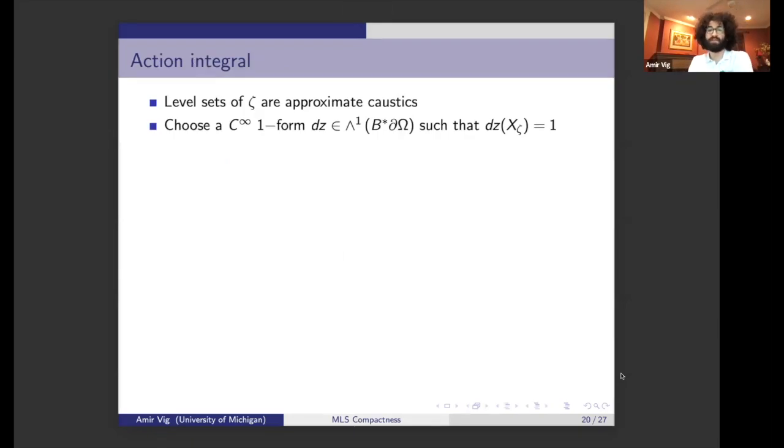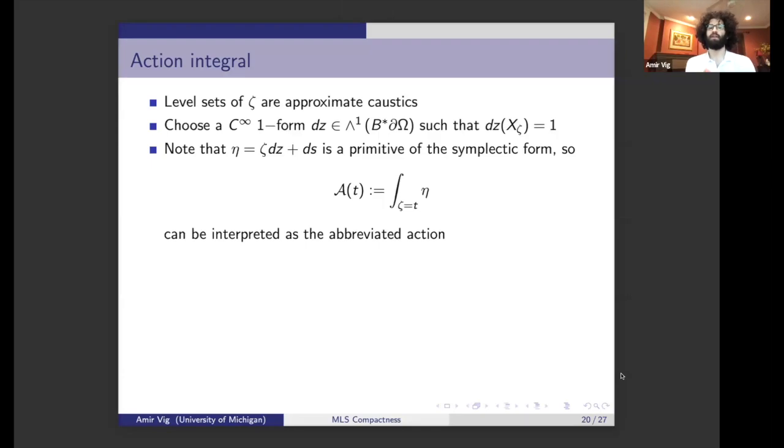So we can choose a one form dz, which is dual to the Hamiltonian vector field in the sense that dz of the Hamiltonian vector field is 1. And we can note that zeta dz plus ds is a primitive of the symplectic form. Okay, why is that true? Well, d zeta wedge dz, that's just omega, which is the same thing as d sigma wedge ds, and d squared s is just 0. Okay. So we can interpret the integral of eta over a closed orbit as being the abbreviated action.